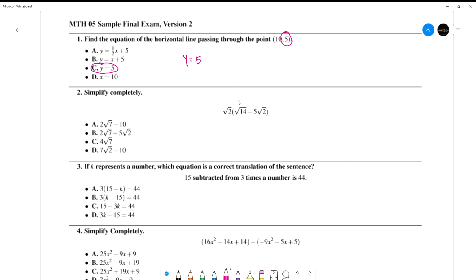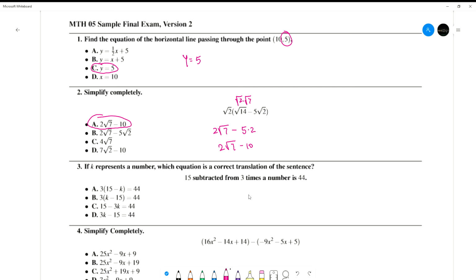I see that radical 14 is the same as radical 2 times radical 7. That's going to help because when I distribute radical 2, I get 2 radical 7. And then if I distribute for the radical 2 in the 5 radical 2, I get 5 times 2, right? So my answer is going to look like 2 radical 7 minus 10, which is A. Any questions with that?